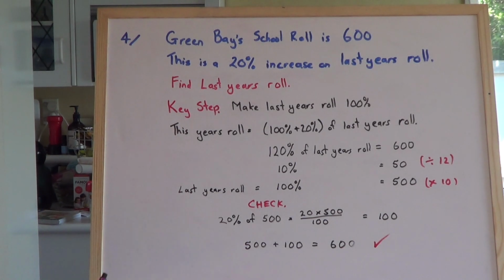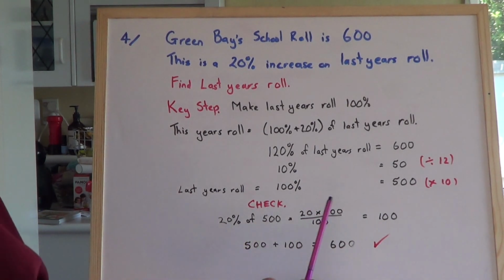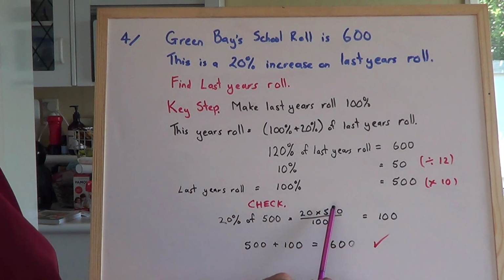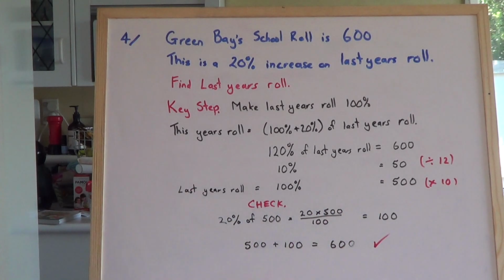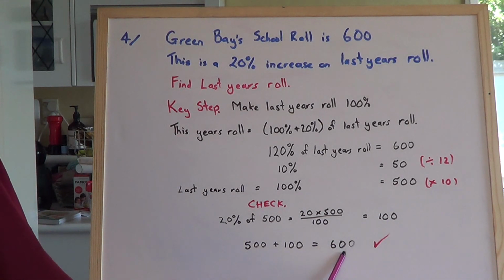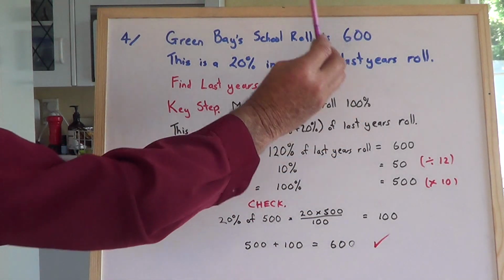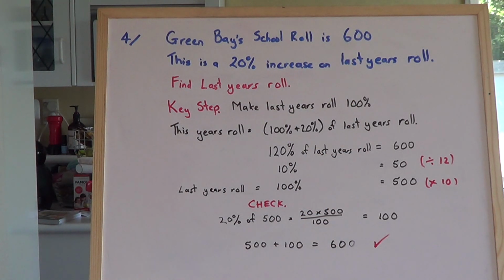Now we can check it. So we take last year's roll, we find 20%. So that's 20 times 500 over 100, and that works out to be 100. And 500 plus the increase, which is 100, is equal to 600, which is what we need.